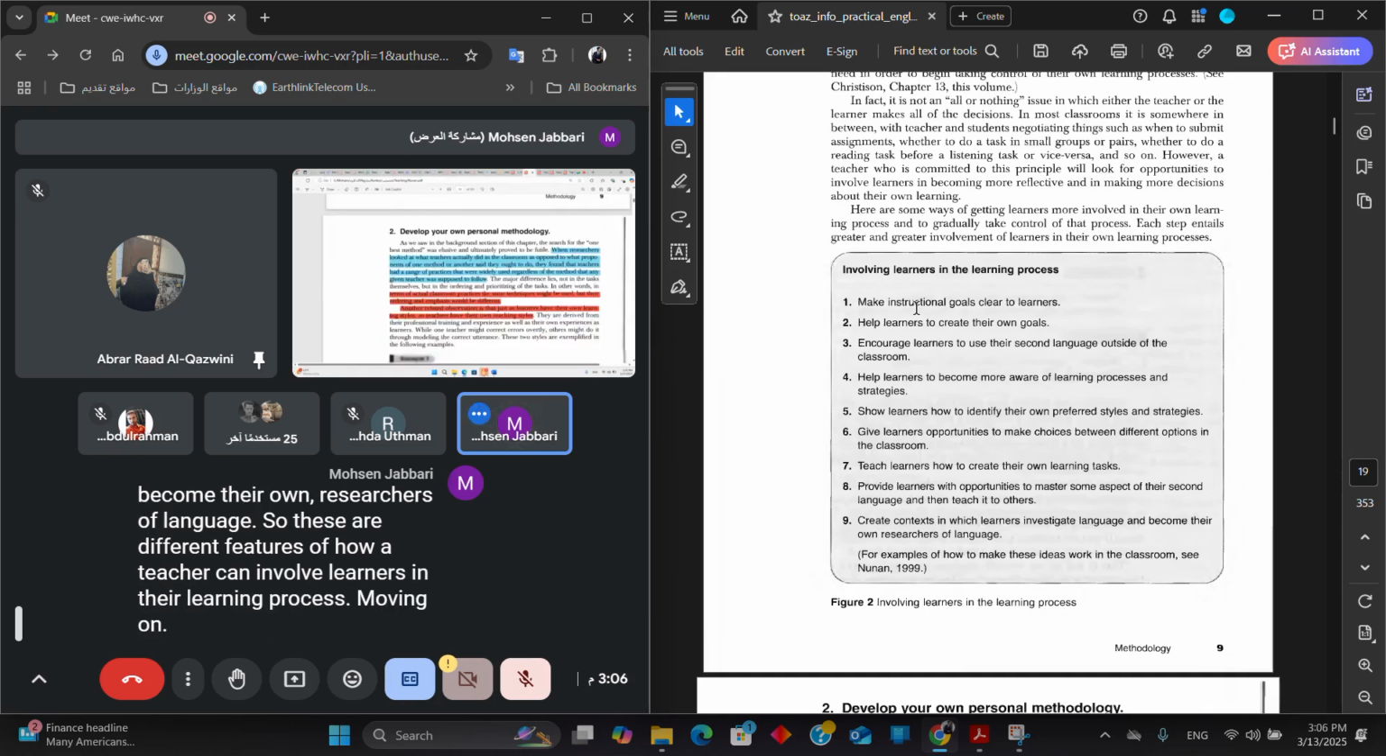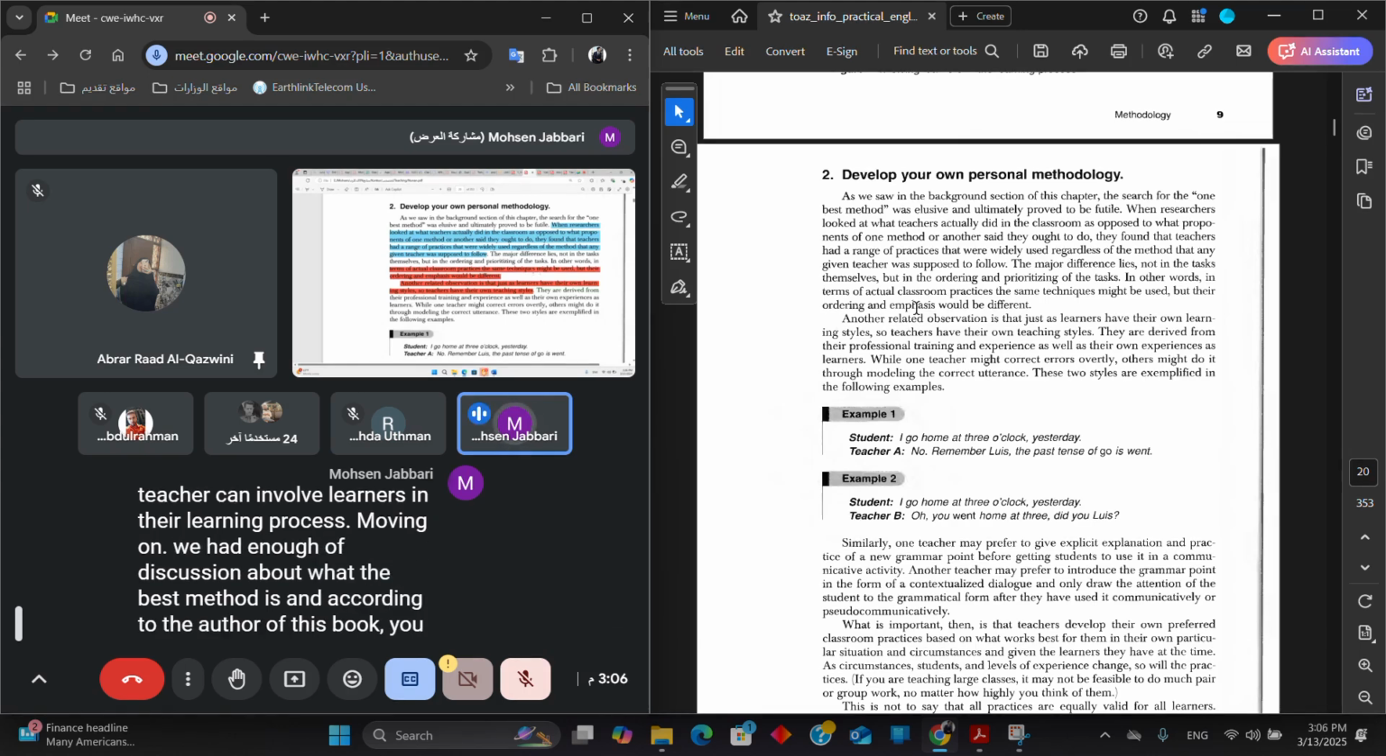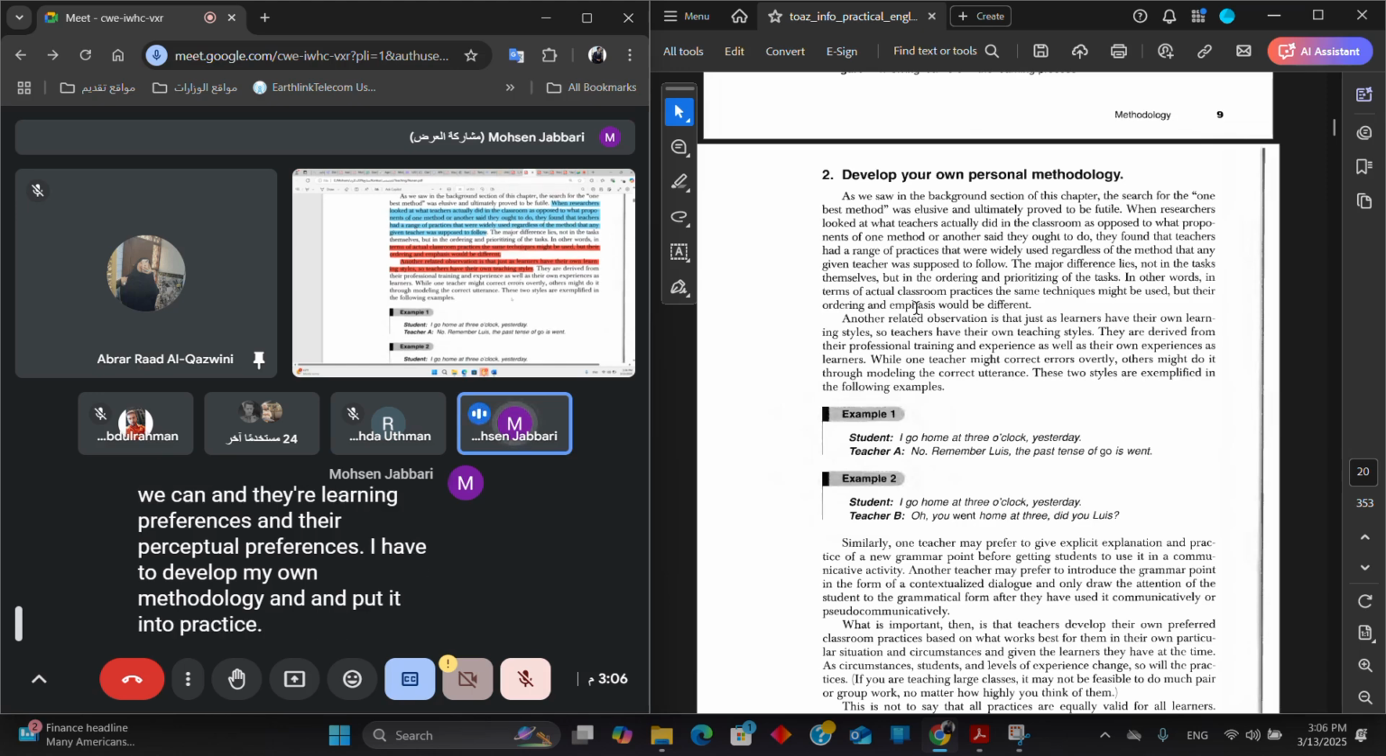Moving on, we had enough of discussion about what the best method is. According to the author of this book, everybody needs to develop his own personal methodology, because depending on who our target audience are, I mean the level of students' knowledge, depending on their background knowledge, and depending on the observation that we have of the learners and their learning preferences and their perceptual preferences, I have to develop my own methodology and put it into practice within the class time.